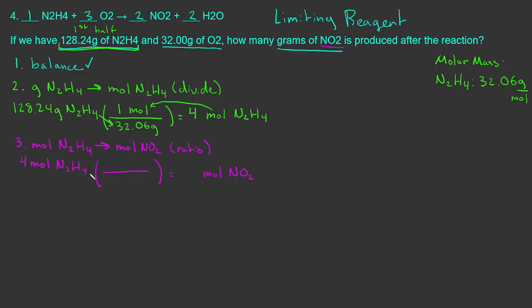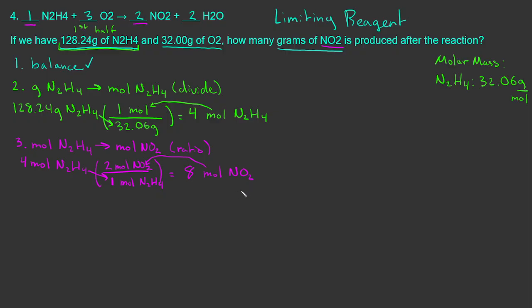And what we do here is, since we start off with N2H4, that is what we want on the bottom, so moles of N2H4 on the bottom. And then since we want moles of NO2 on top, we write that up top. And then we use the balanced chemical equation to look at these values. So what number is in front of N2H4? That is 1, and so we write a 1 down here. And what's in front of NO2? In front of NO2 is 2, and so we write a 2 up here. And so we do the math, which is 4 times 2, which is 8 moles of NO2.